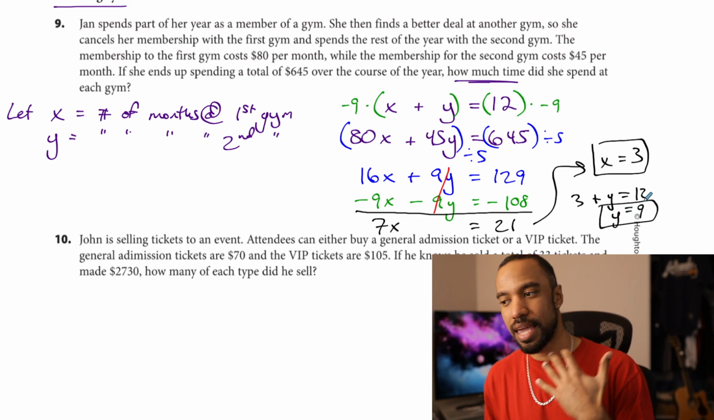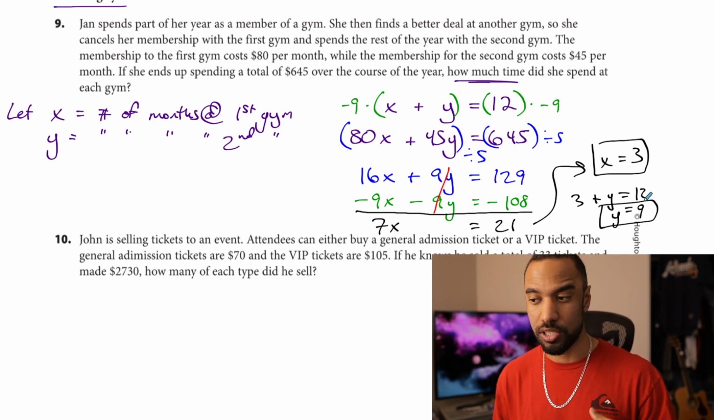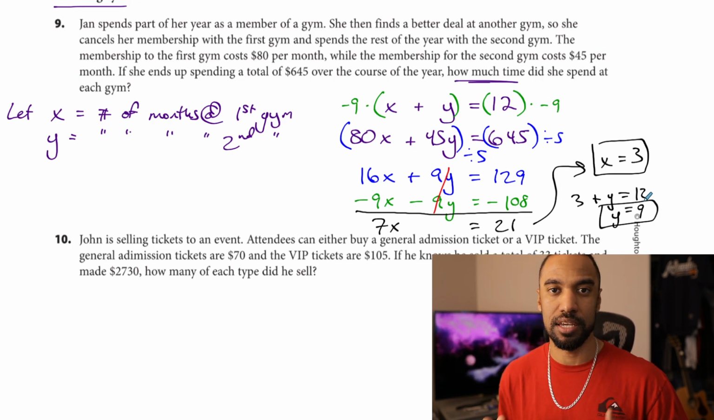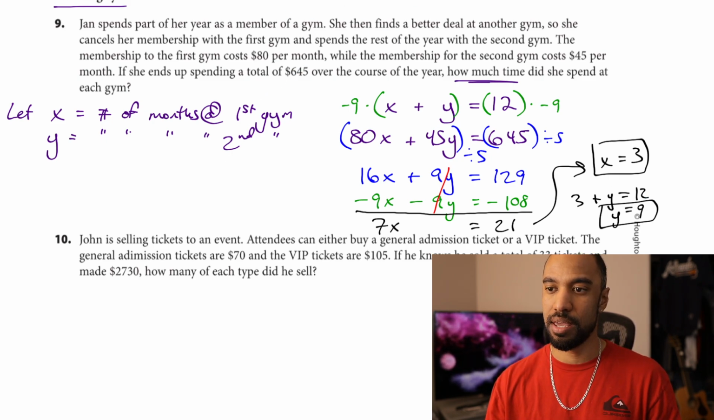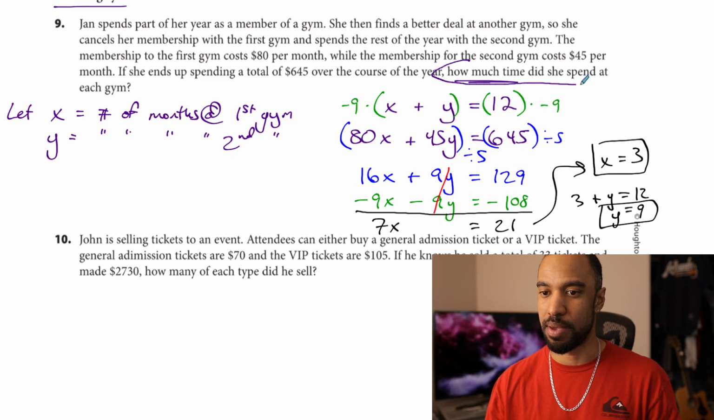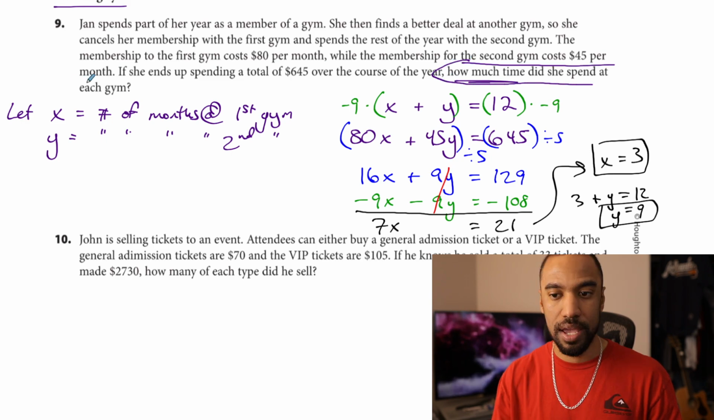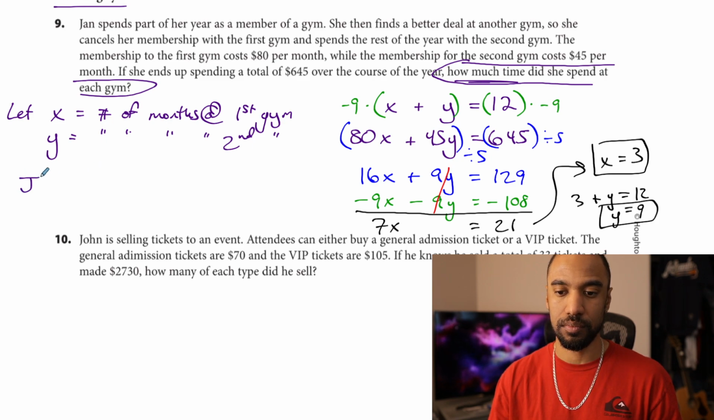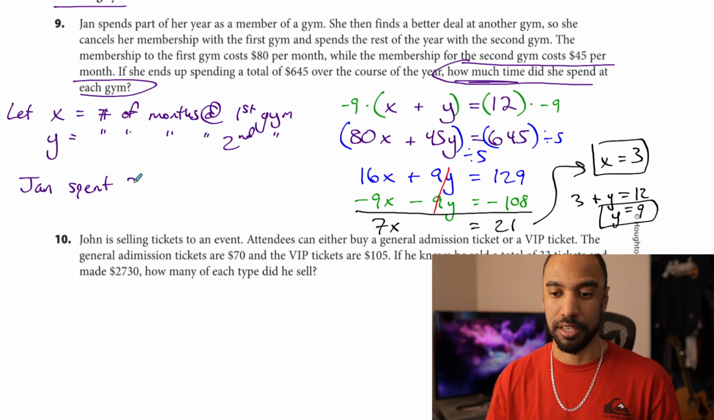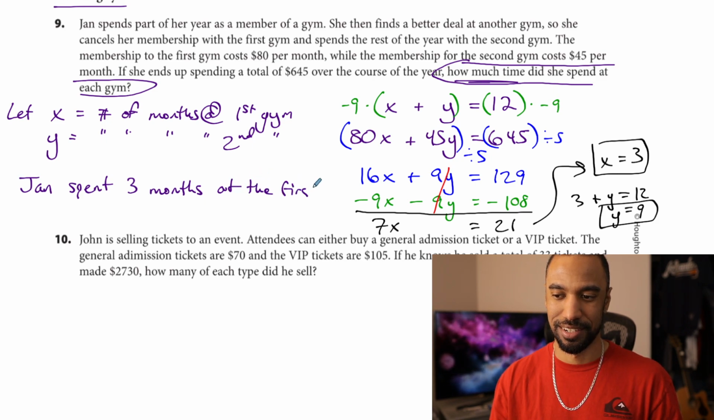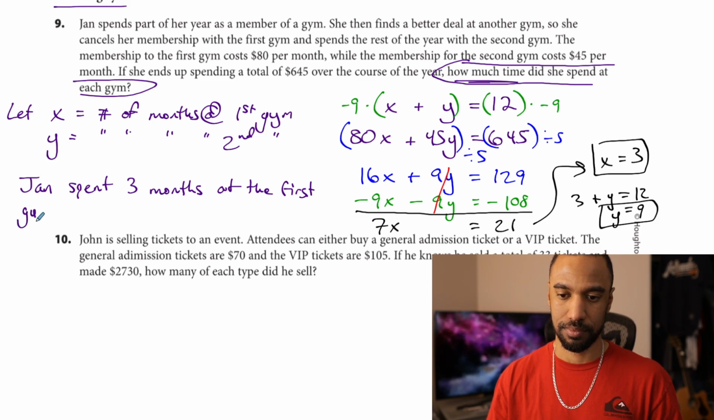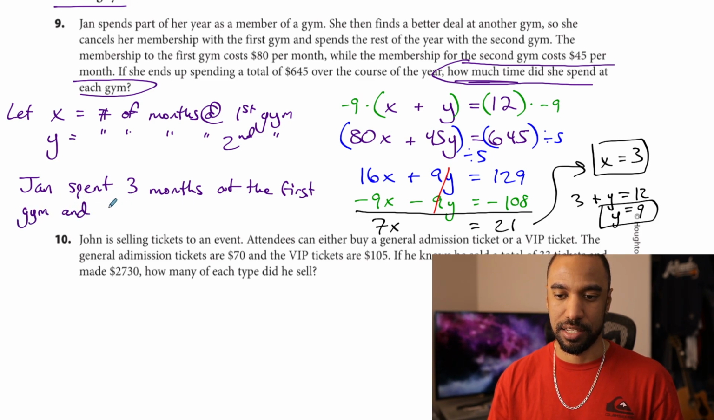For my final answer, I can't just box these. Even during a regular systems of equations problem, you wouldn't be done because you'd want to write it as an ordered pair, but this time we're answering a question. The question being asked was how much time did she spend at each gym? And we have to answer that as a sentence. We have to actually state, Jan spent 3 months at the first gym and 9 months at the second gym.